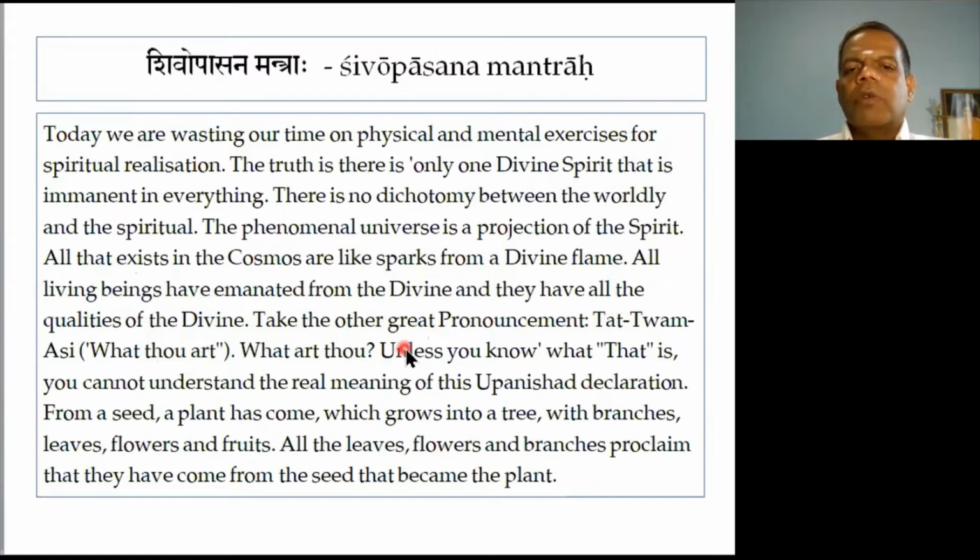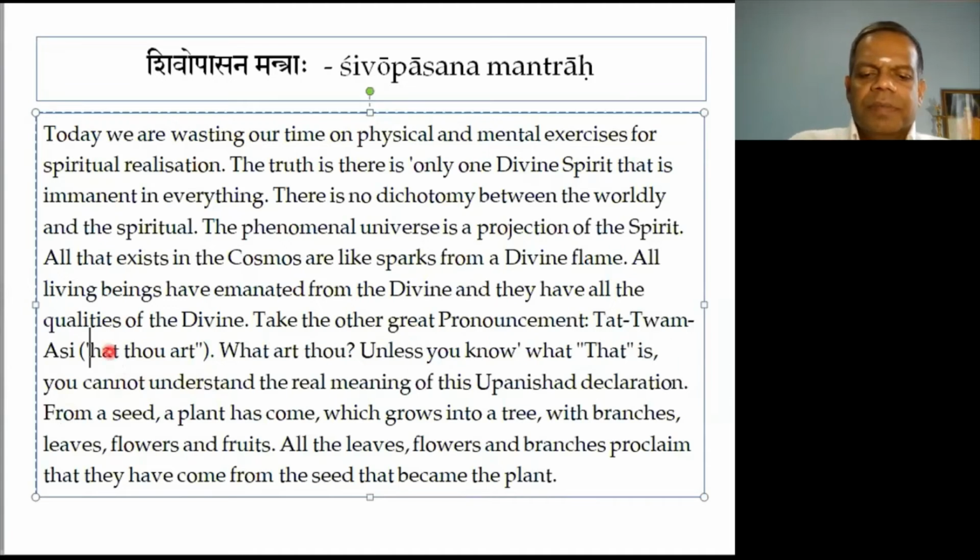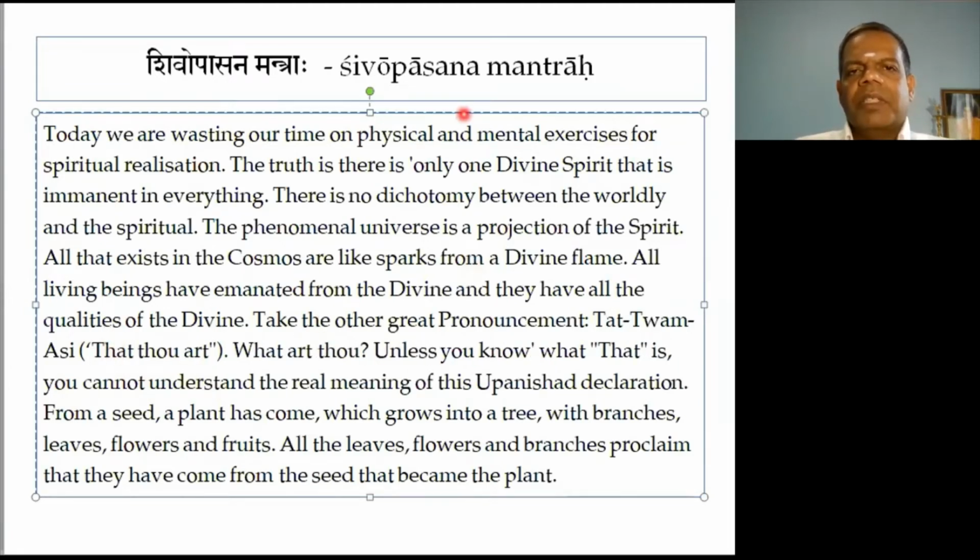Take the other great pronouncement, Tat Tvam Asi, what thou art. Maybe that is a better translation: that thou art. What art thou? Unless you know what that is, you cannot understand the real meaning of this Upanishad declaration. So Swami says we should understand what is that Tat.